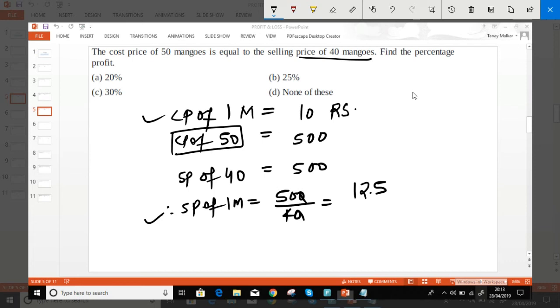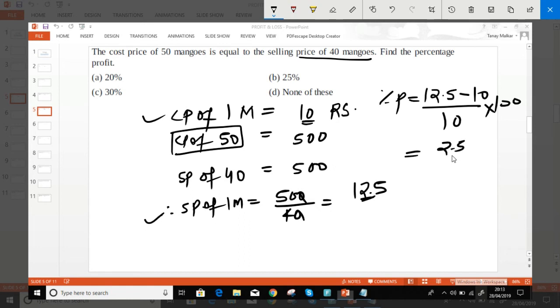Yes. So we have a conventional way as well as the other way that I have shown you. So by the conventional way, how to find percentage profit? It is selling price minus cost price, for one mango, divided by cost price, multiplied by 100. So it will be 2.5 divided by 10 into 100. So it will be 25%.